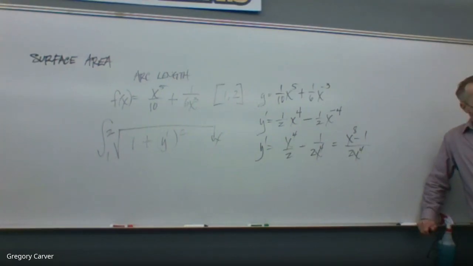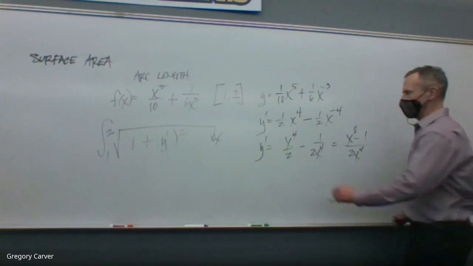Nope, x to the 6 maybe. I think we're good. Same base at the exponents, right? Okay, good. I think I'm good here. x to the eighth minus 1 over 2x to the fourth, correct? All right, sweet. We're almost there. Now we've got to square it.